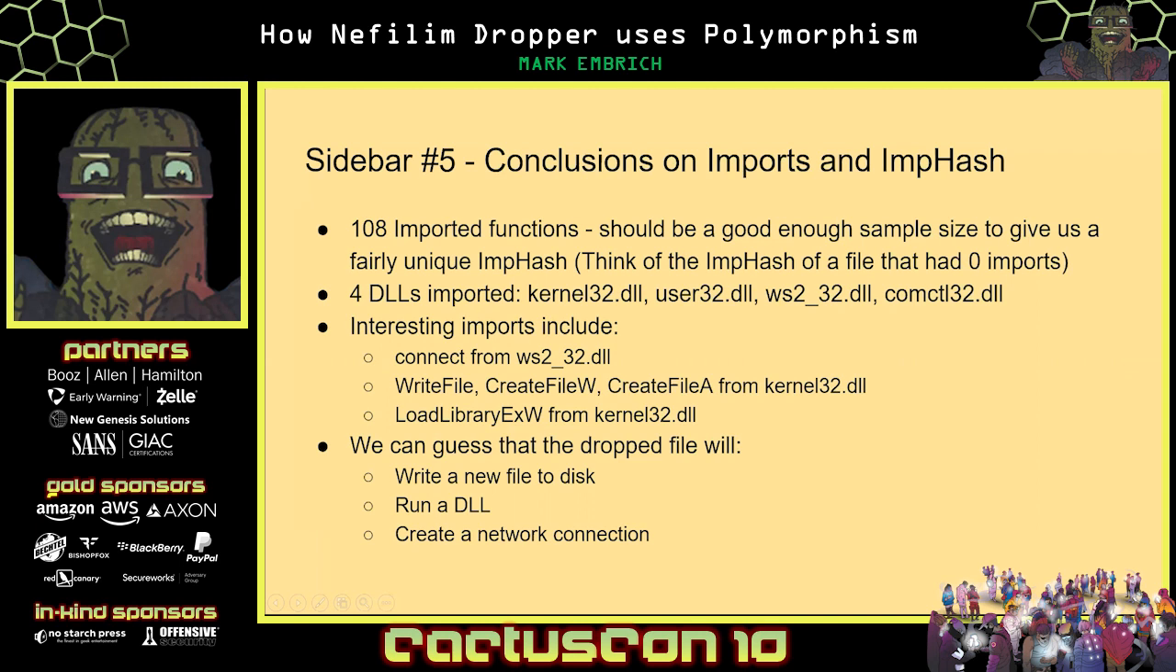And in this sample, we saw that there were 4 DLLs imported: kernel32, user32, WS2_32, comctl32. I'm not an expert here, but the imports that were interesting to me were these: connect, write file, load library. So we can guess that this malware sample will write a file to disk, maybe run a DLL, and maybe create a network connection.